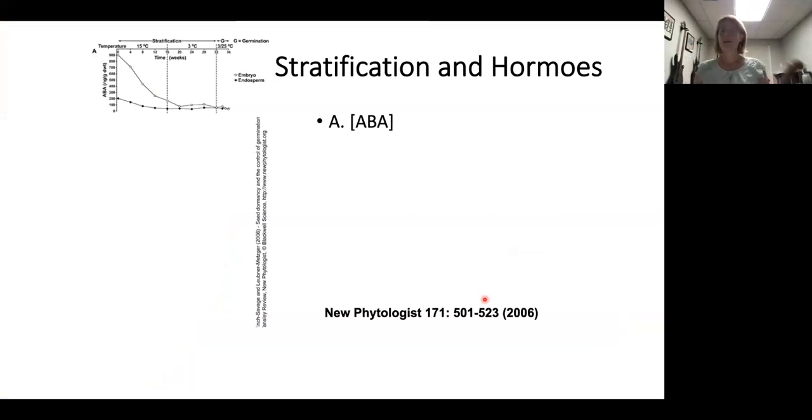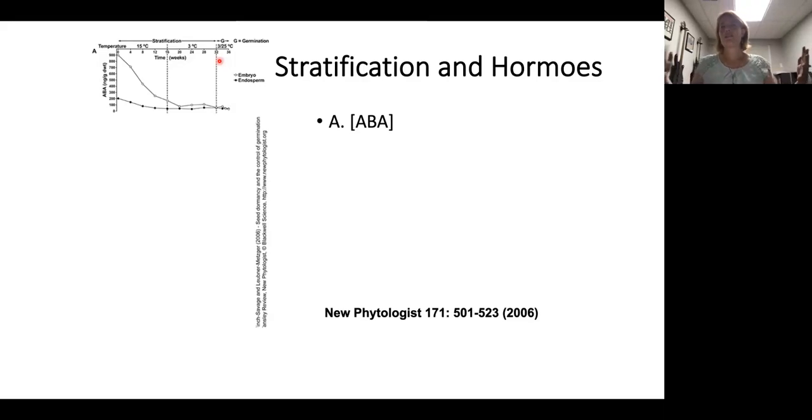So, like I said, I like graphs, so you guys get lots of them. So this is a really cool set of graphs that looks at stratification period, so this cold temperature exposure, and what it's actually doing to the hormones in the plant. So in figure A, the stratification period, they start with 15 degrees Celsius for 16 weeks, and then they go down to 3 degrees Celsius for another 32.